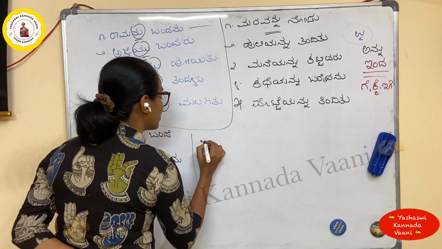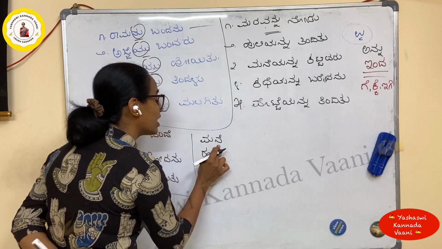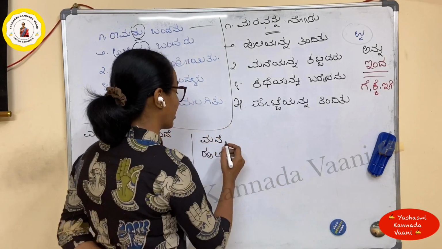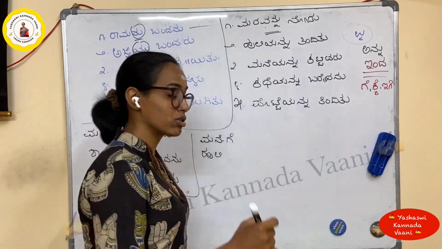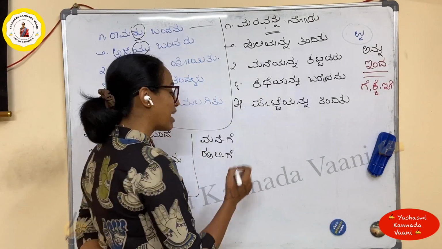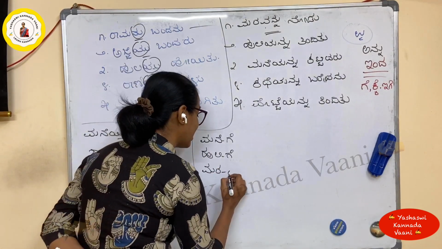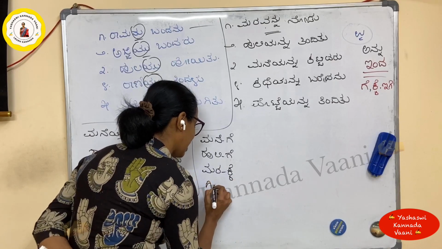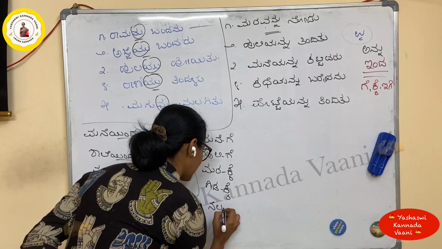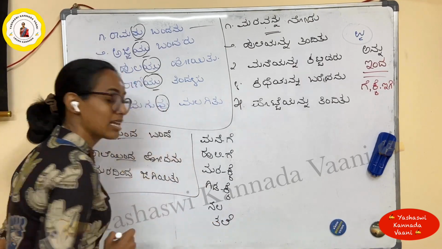So if my word ends with the A or E sounding, Mane ends with the A sounding, I'll add Manege, to the house. Ends with the E sounding, Hulige, to the tiger. If my word ends with A sounding, then I will add Marakke, Gida, Gidakke, Nela. Write the answer for this. Tale. Write the answer for this.